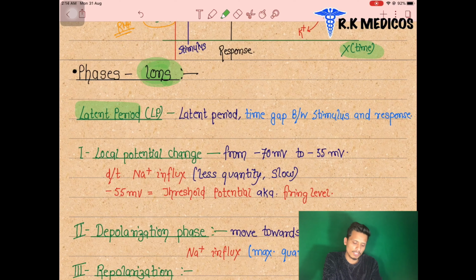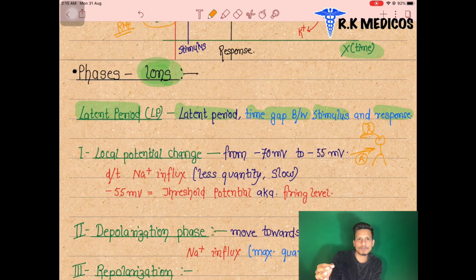So in the latent period, what is happening? The latent period is the time gap between a stimulus and a response. Suppose we stimulate a person and the person shows some response. The time gap between the stimulus provided and the response shown is called the latent period.